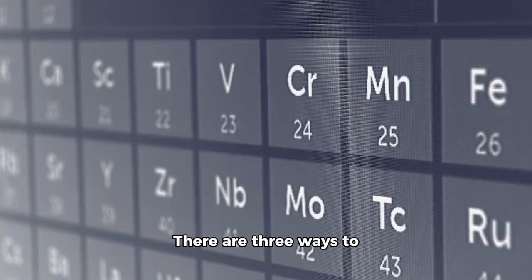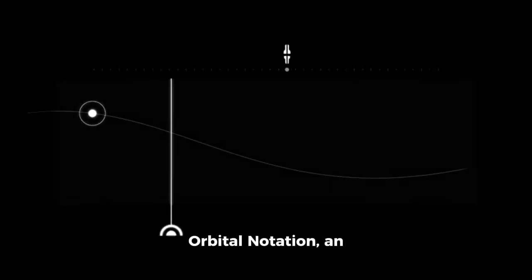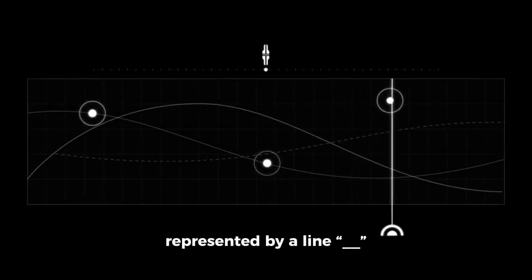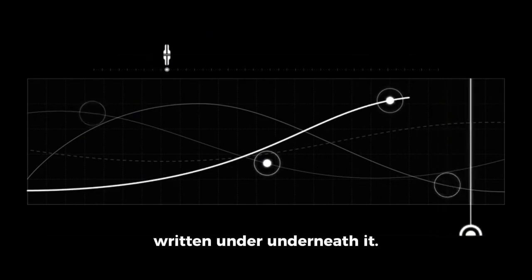There are three ways to indicate electron configuration. In the first method, orbital notation, an unoccupied orbital is represented by a line with the orbital's name and main energy level written underneath it. An orbital with only one electron is represented by a line with an arrow on top of it pointing upward. This goes for an orbital with two electrons, except there is a second arrow above the line pointing downward.